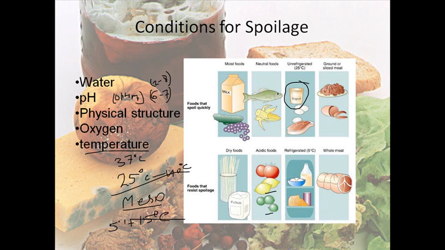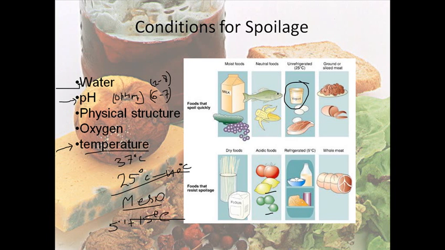The physical structure doesn't play that key a role, but oxygen is also important. If we can foods in an anaerobic condition, we can prevent damage to those foods by aerobic bacteria, but the anaerobic bacteria are still there. And also the temperature. So the main key factors to manipulate during food preservation are the water content, the pH of the food, and also the temperature of the food.